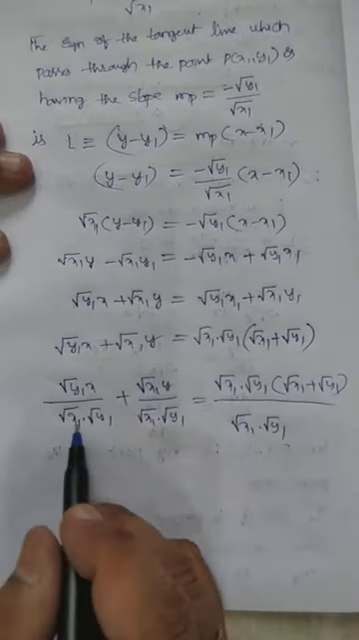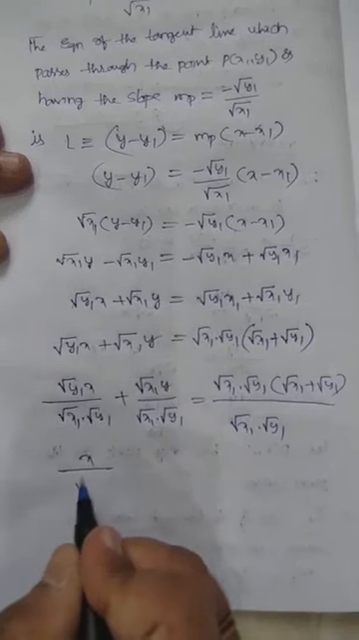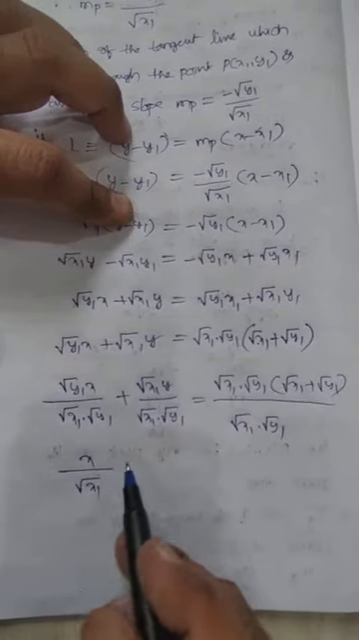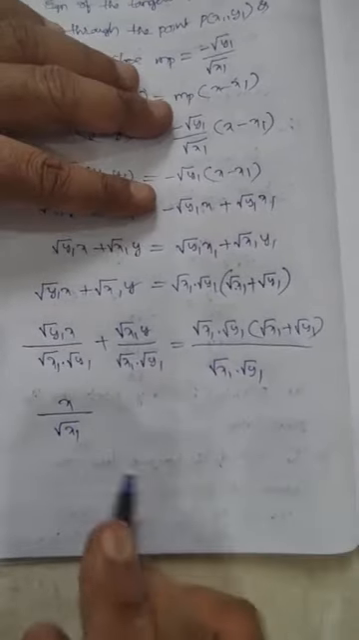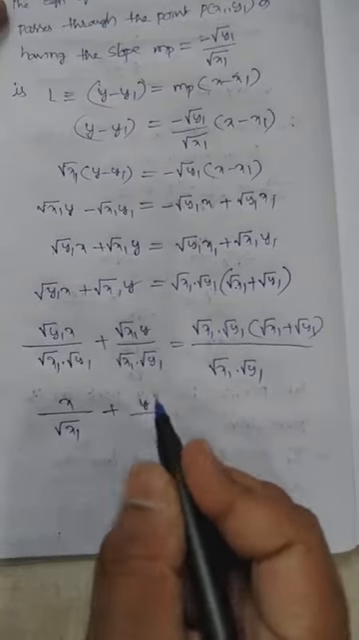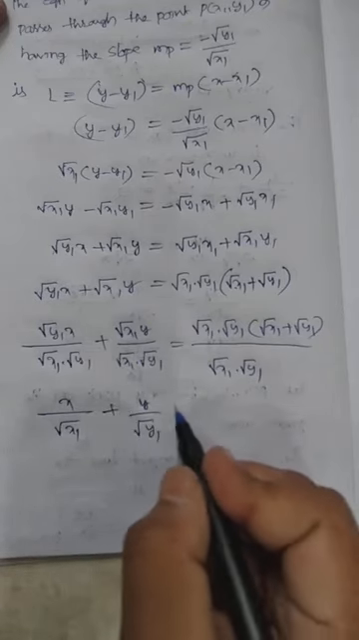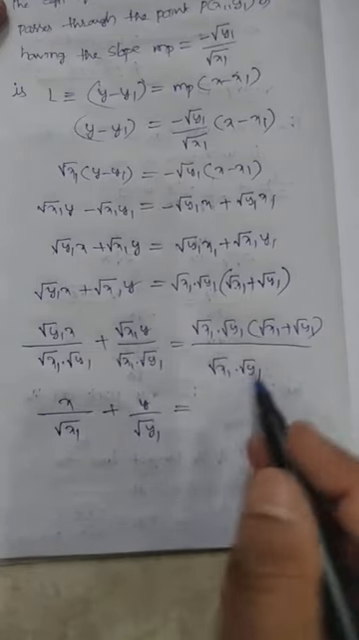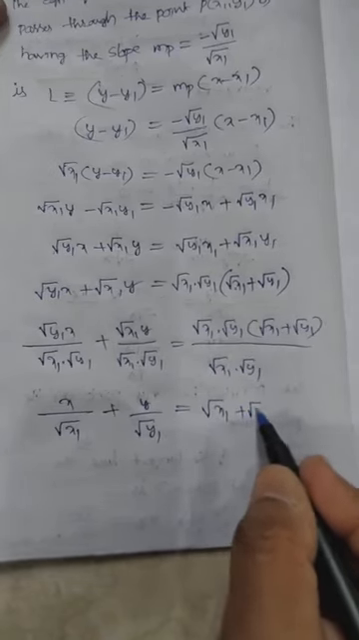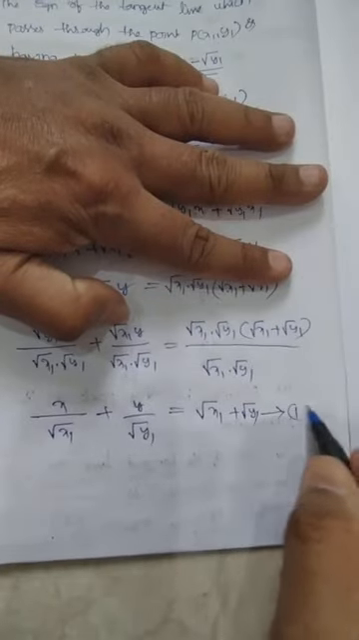So here root y1 gets cancelled, x by under root of x1 remains, plus y by x1 root x1 gets cancelled, under root of y1 remaining. So these two terms are getting cancelled, remaining under root of x1 plus under root of y1. So this is equation number 1.